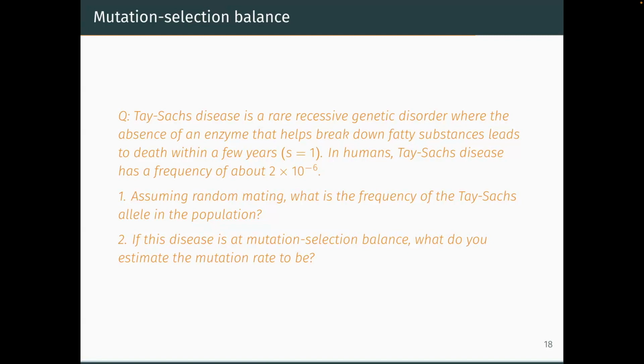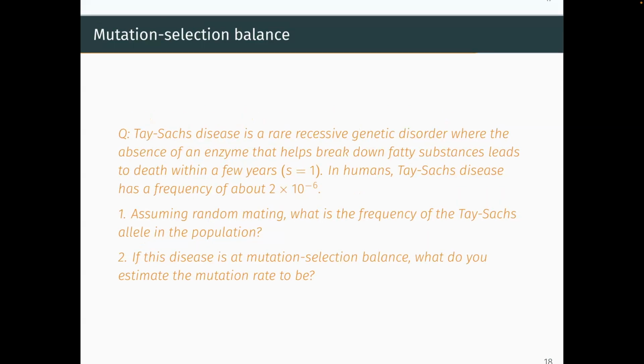So in humans, Tay-Sachs disease has a frequency of about 2 × 10⁻⁶. That's the frequency of this disease, and it's a rare recessive genetic disorder. So I want you to answer these 2 questions. Assuming random mating, what is the frequency of the Tay-Sachs allele in the population? And secondly, if this disease is at mutation selection balance, what do you estimate the mutation rate to be? Okay, so just use what we worked out on the previous slides.